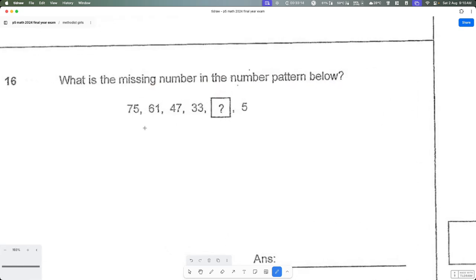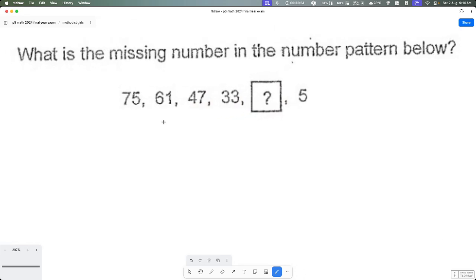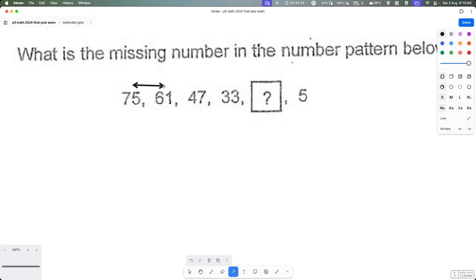Over here, we see there's 75 and then it becomes 61. Then 47 goes to 33, something else, and it becomes 5. Normally what we can do is see what we minus off from 75 to 61. From 75 to 61, we minus 14 in this case. Maybe I will just put it like this, so it's easier to see.